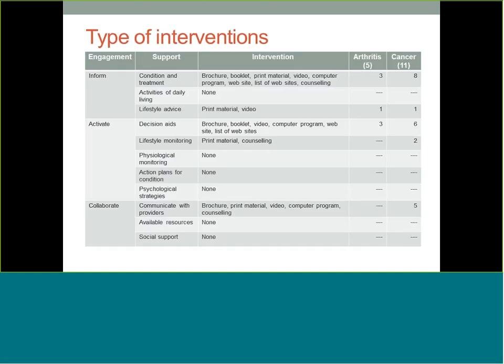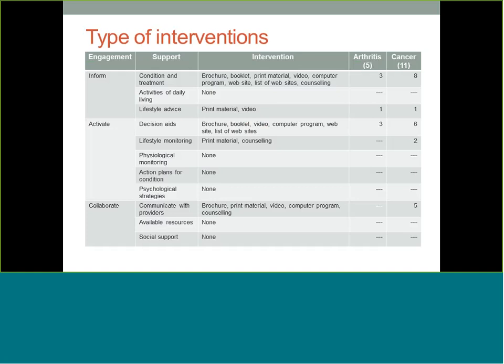So in this slide, we start to look at some of the findings. This particular slide is a reflection of Table 3 in the manuscript. And here you can see that a variety of print and electronic types of interventions were used. Most of them were used to provide patients with information about their condition or the treatment they were about to or were already receiving, or information that was provided to patients in order to support decision-making.